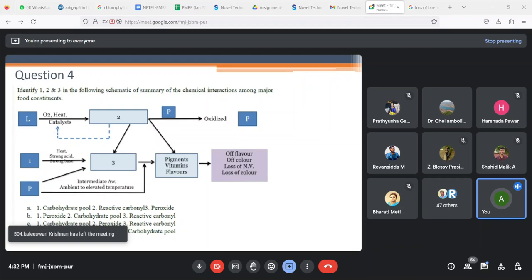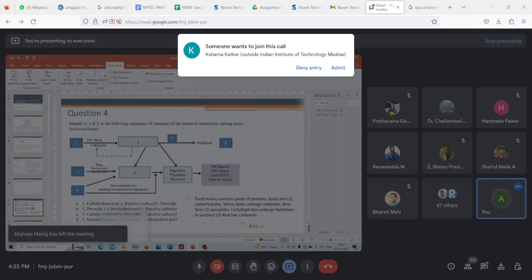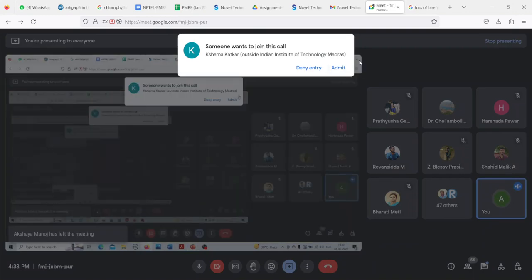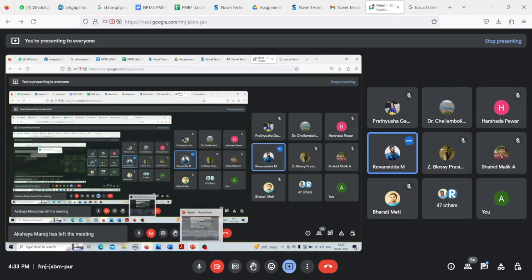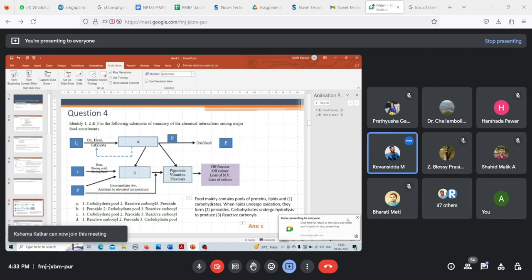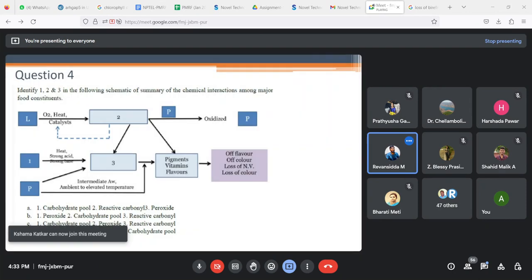Okay, so continuing with question 4. The other constituent that is majorly present in the food is the carbohydrate pool. Kindly mute your microphone if you're not using it for asking doubts or answering questions.